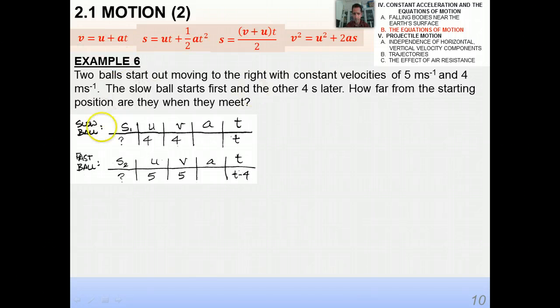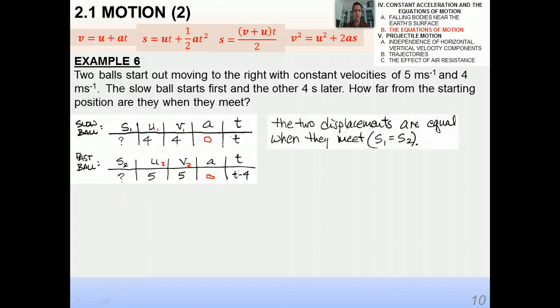I'm calling the displacement of the slow ball s1 and the displacement of the fast ball s2. Really, what I should have done is call these u1 and v1 and u2 and v2. In this case, I don't care about the accelerations, because the accelerations are actually 0, so I could write that in, although that's not really important. Here's the example where I'm going to have to be a little more savvy in terms of my problem solving.